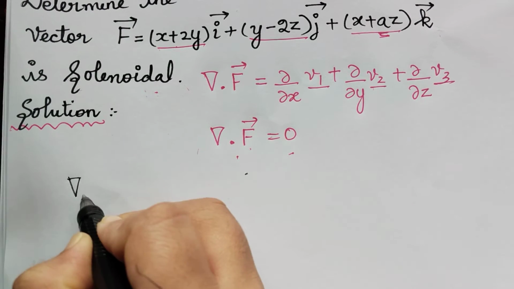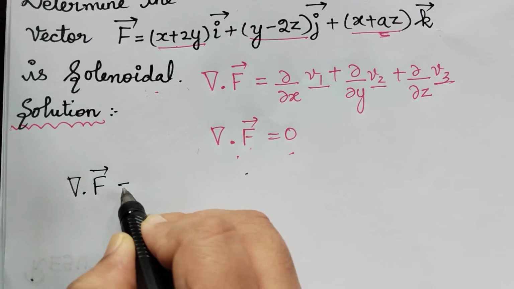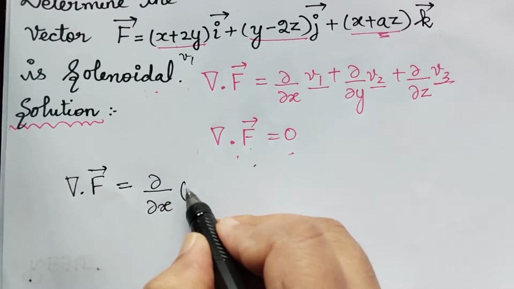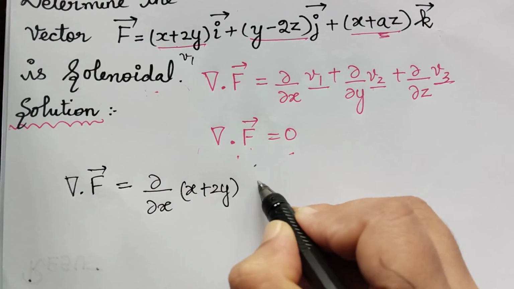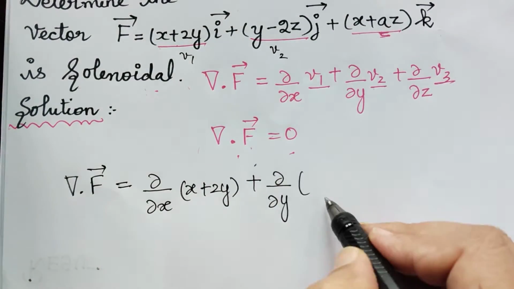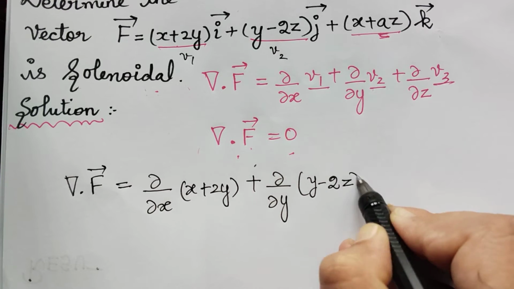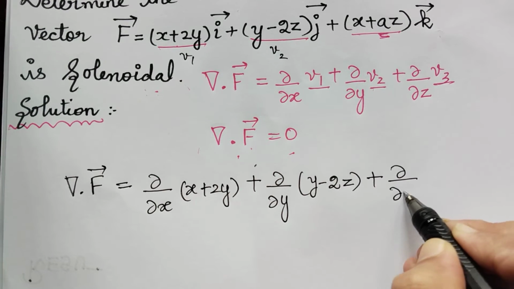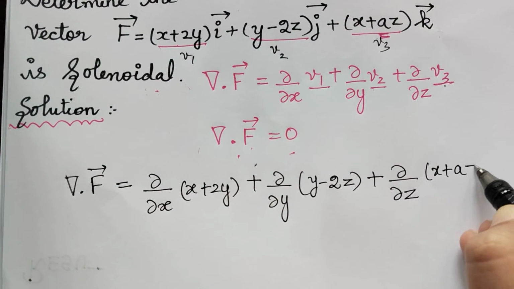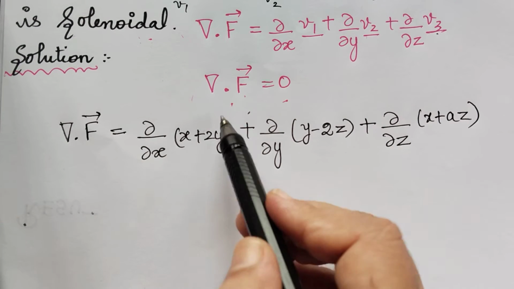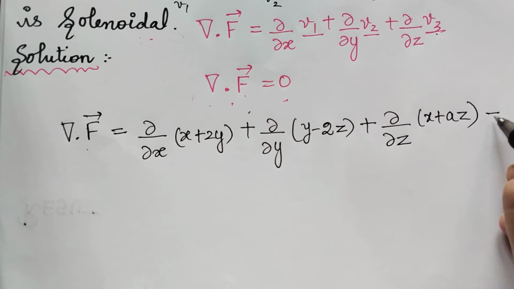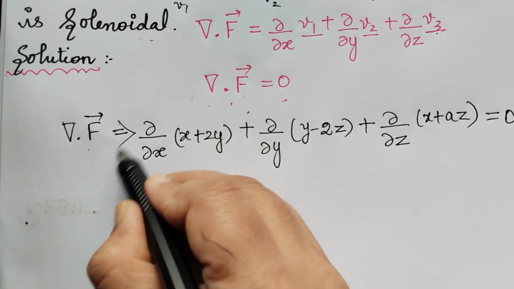So the divergence nabla dot f vector is equal to dou by dou x of, what is v1? This one, that is x plus 2y, plus dou by dou y of, what is v2? This one, so y minus 2z, plus dou by dou z of, what is v3? It is this, so x plus az. Now since this is solenoidal, nabla dot f vector will be equal to 0, and so this will be equal to 0. So this is what we get.